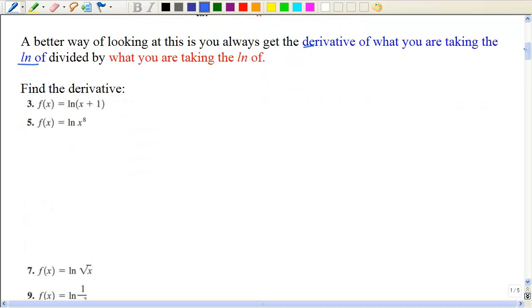Again, these are the odd ones from your book. Right? So the derivative is, that's going to always be the denominator. And then you take the derivative of that, which is 1.